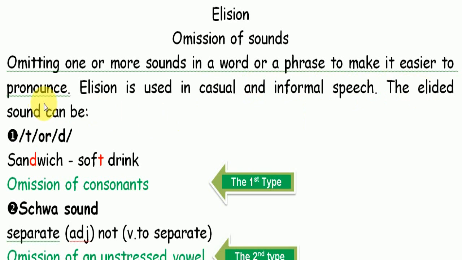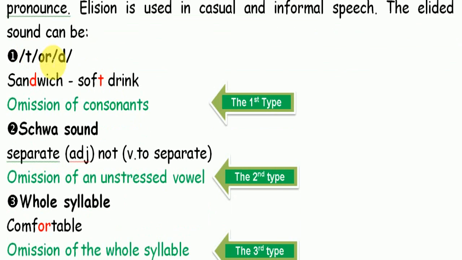The omitted sound can be T or D. For example, we say sandwich rather than sandwich, no D here. Similarly, soft drink instead of soft drink. So the first type of elision is the omission of consonants.